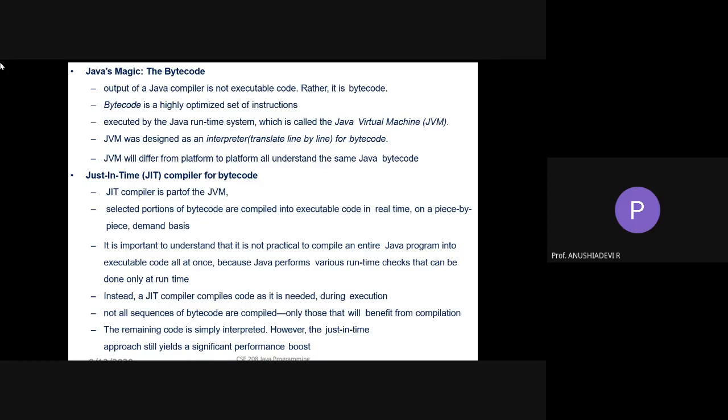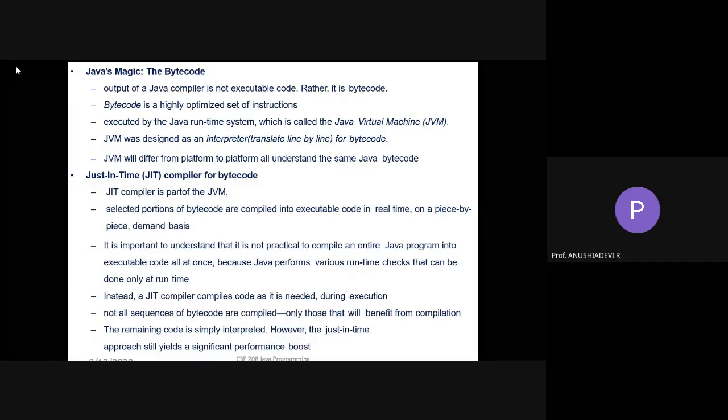Java bytecode is platform independent, but this JVM is platform dependent. So the JVM will differ from platform to platform, but all understand the same Java bytecode. So this is how we make Java platform independent, by using the JVM. Because this JVM is platform dependent, this is a very important question.